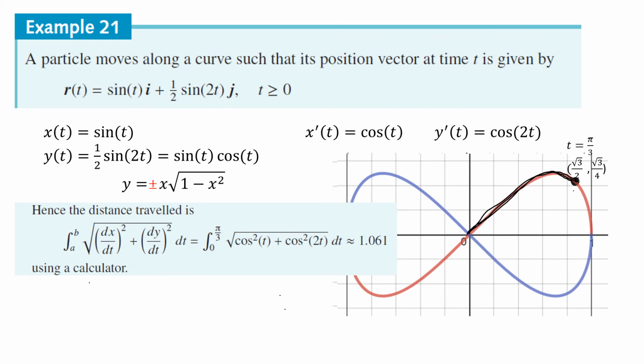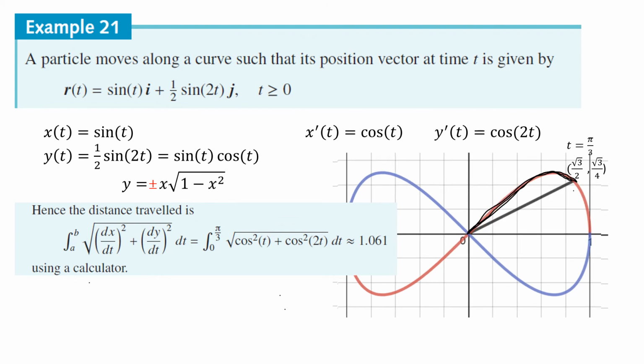So our distance rule is the integral from 0 to pi on 3 of both of those rules squared. No need to mess around with algebra, whack it straight into your calculator and you get that approximate value. So that approximate distance is 1.061.